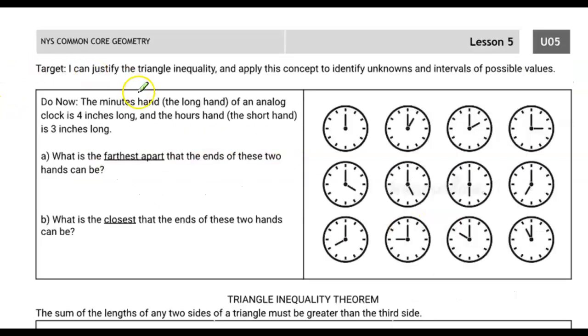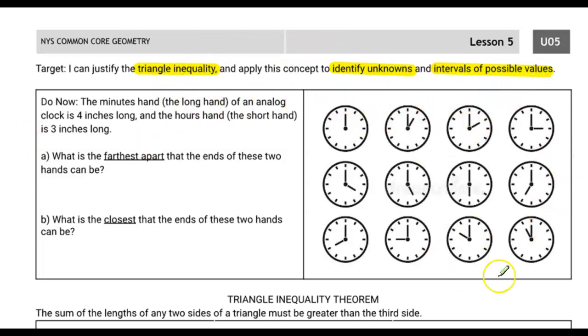The learning target for today is you're going to be able to justify the triangle inequality, so in other words, explain it and give reasons for it. And then you're going to apply that concept to identify unknowns, possibly self or variables, and also create intervals of possible values. So the objective for today is to do all of those things.